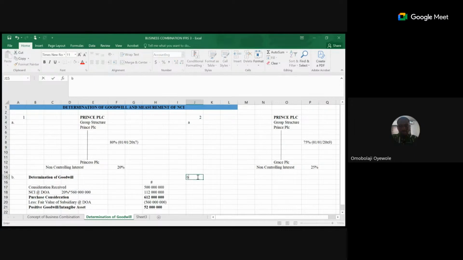So B now. Determination of goodwill. Let's determine goodwill. So the first thing is always the what? Consideration received. 480 million. So the consideration received, that's the amount that was paid on the date of acquisition, is 480 million.